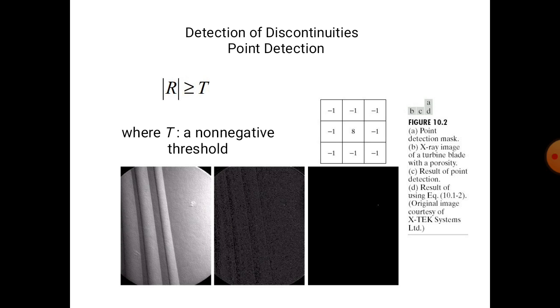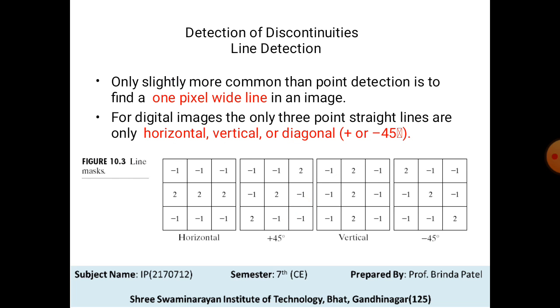This type of detection process is rather specialized because it is based on abrupt intensity changes at single pixel locations that are surrounded by a homogeneous background in the area of the detector mask. The next level of complexity is line detection. Only slightly more common than point detection is finding a one pixel wide line in an image. For digital images, the only three point straight lines are horizontal, vertical, and diagonal, meaning plus or minus 45 degrees.